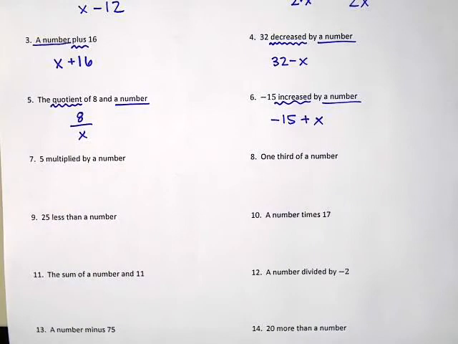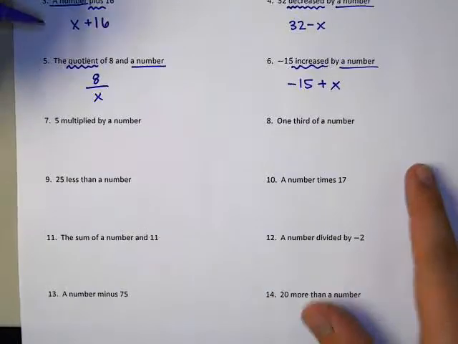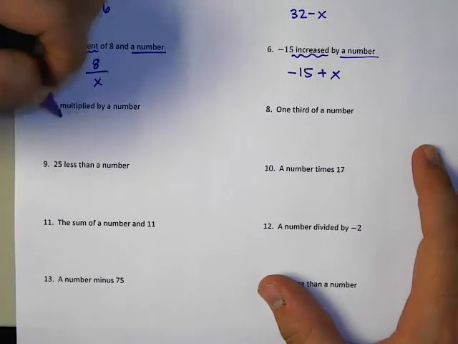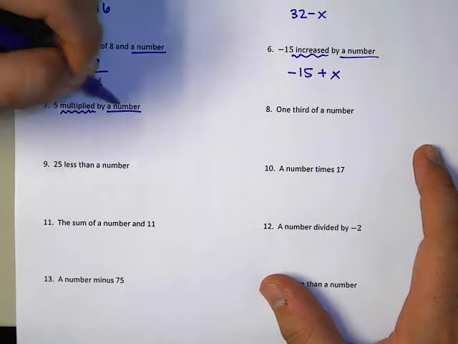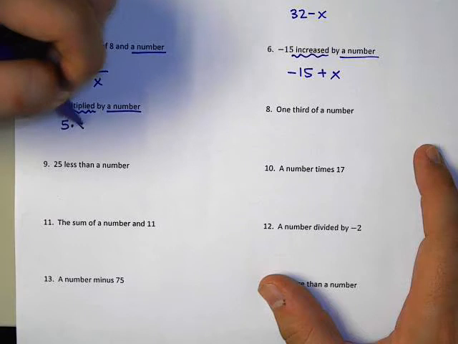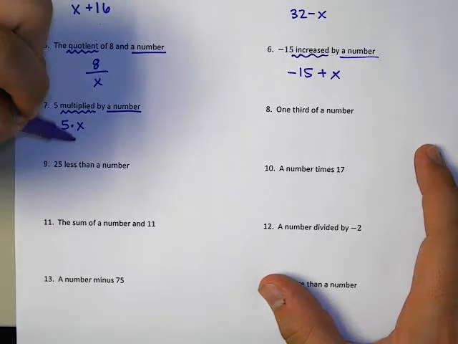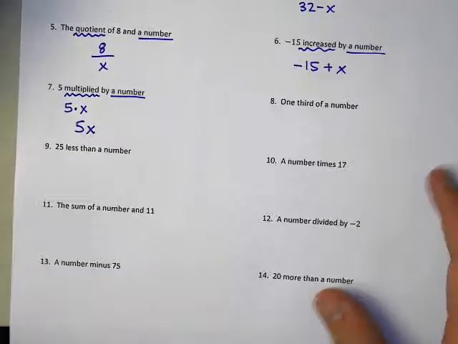See, this is not that bad, guys, right? We just keep finding our keywords so that we can figure these out. So 5 multiplied by a number would be 5 times x, or if you want, remember that you can just write them right next to each other.